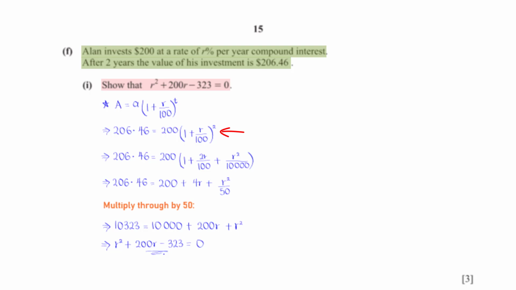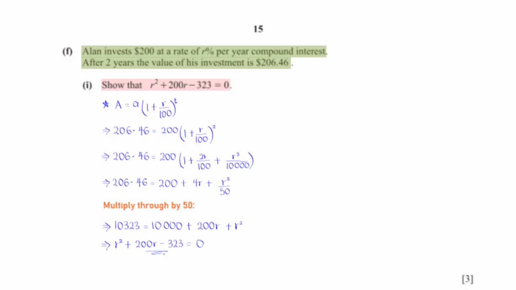When we expand the brackets, 1 squared gives us 1. 1 times R over 100 is R over 100. We multiply this by 2 and it gives us 2R over 100. R over 100 all squared gives us R squared divided by 10,000. 200 times 1 is 200. 200 times 2R over 100 is 4R. 200 times R squared over 10,000 is R squared over 50.